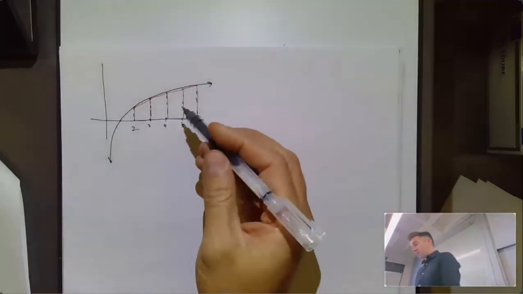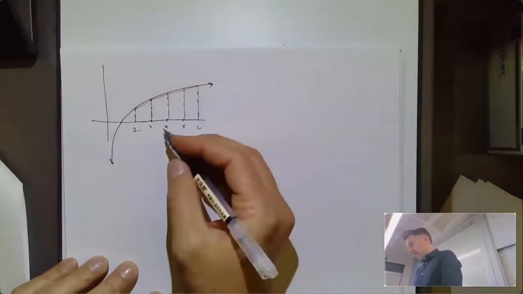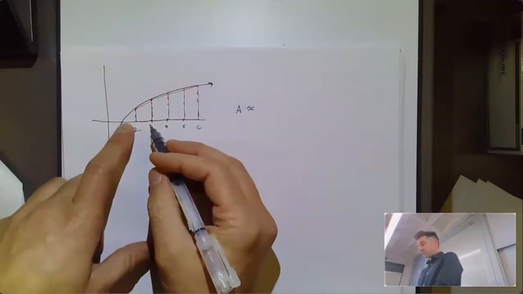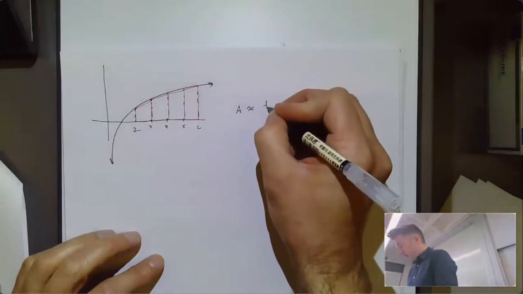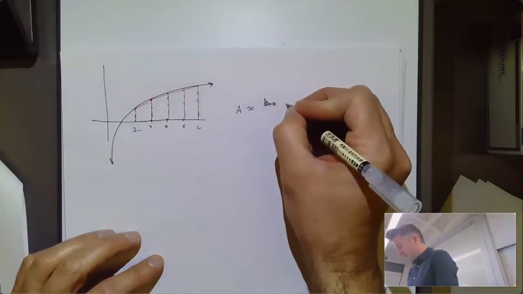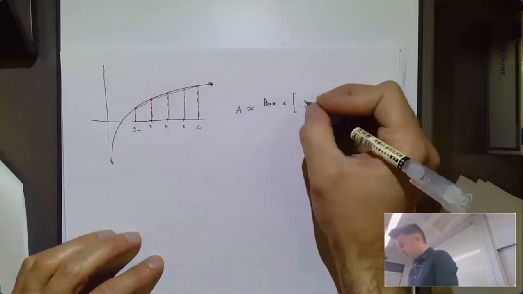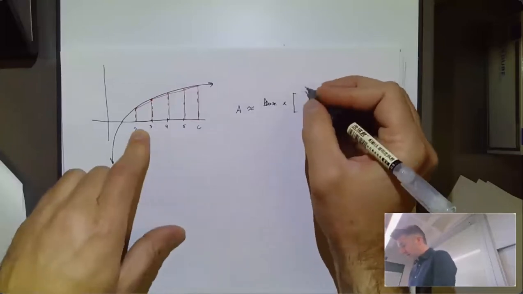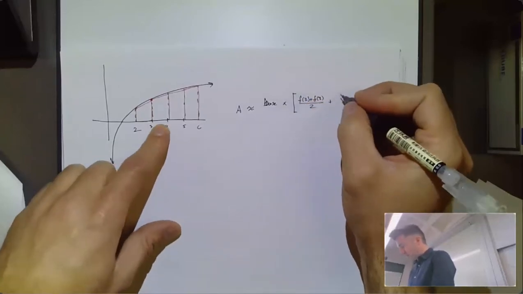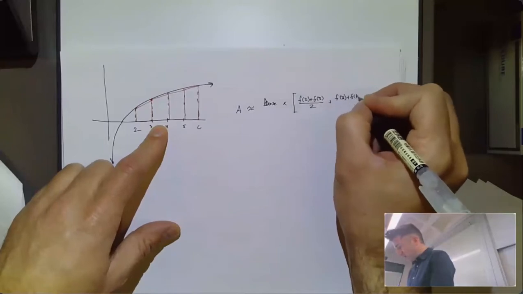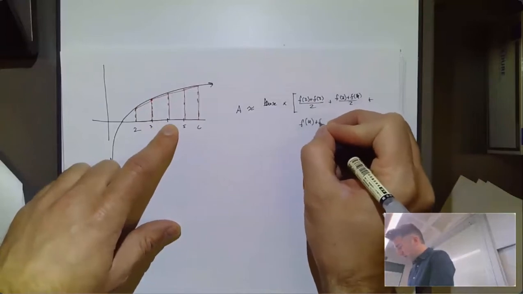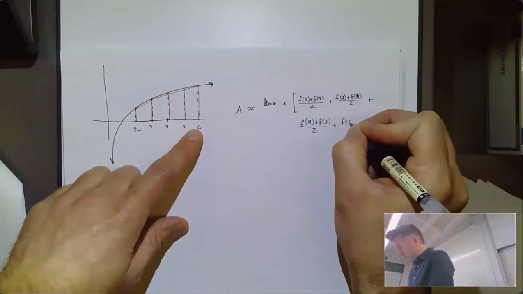So to calculate the trapezoid rule, again I'm trying to find the area, and it's going to be approximately the area of the first trapezoid, which is 1/2, the base times the average of the heights. So the average of those heights is f of 2 plus f of 3 over 2, and then the average of those heights is f of 3 plus f of 4 over 2, plus f of 4 plus f of 5 over 2, plus f of 5 plus f of 6 over 2.